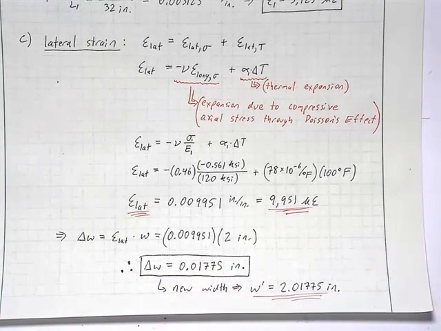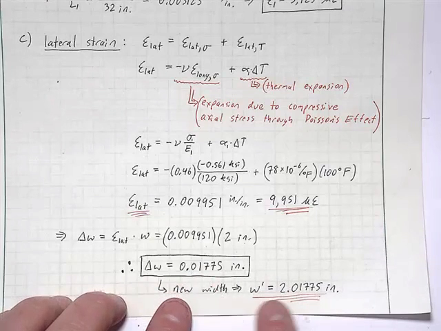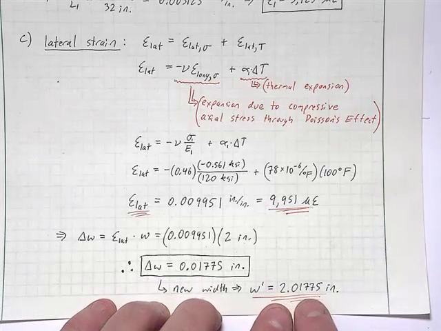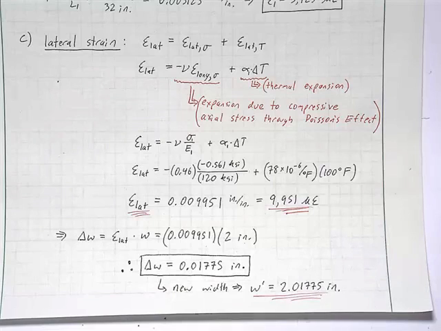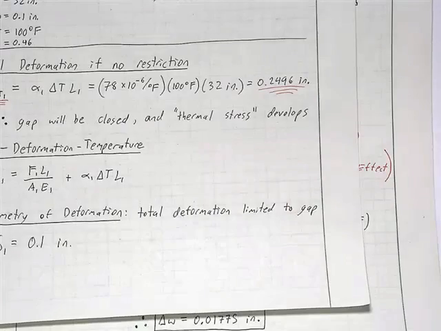Okay, so therefore the old width was 2 inches. The new width is a little bit longer, 2.01775 inches. All right. So that is a nice first problem. I think now I have 3 problems here.